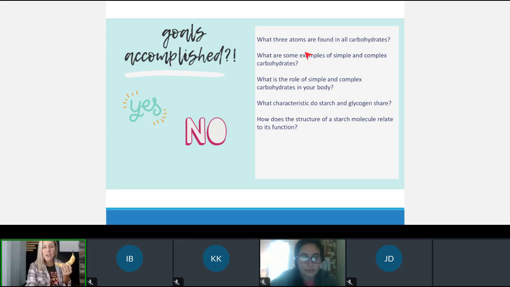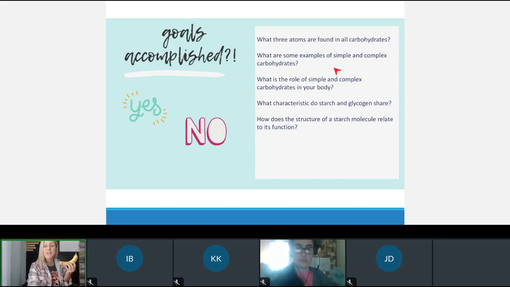What atoms are found in all carbohydrates? Somebody put it in chat for me. Our rock star molecule. Carbon. Yes. Oxygen. Yes. One more. Hydrogen. Yes, we nailed it. You got it. Goal accomplished.